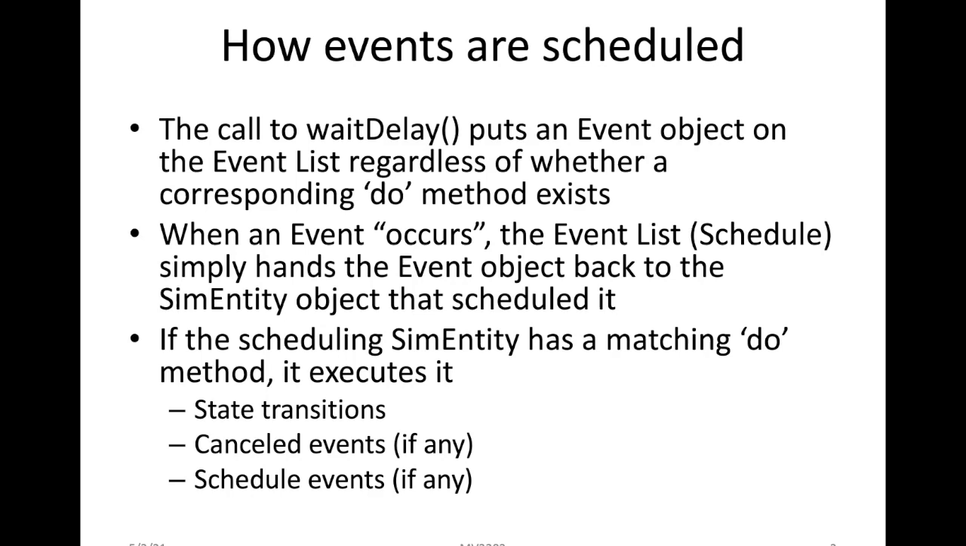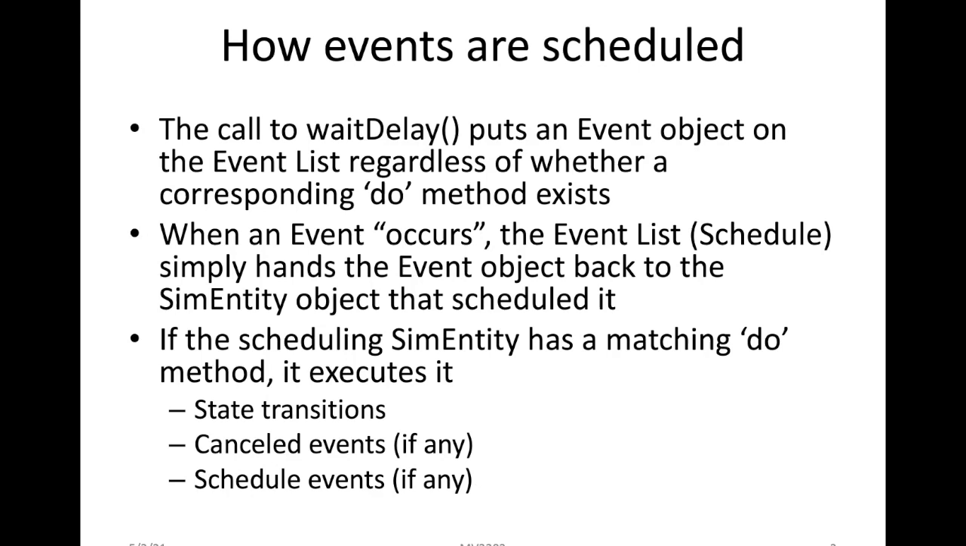What it does is it says, okay, do I have a method that starts with the word do, followed by the same name as this event? If it does, then it executes it. If it doesn't, then it just says, okay, I don't care. So what does it take to execute it? Well, state transitions, those are defined in the do method. Canceled events, if there are any, we've seen a couple of examples of that. The canceled event calls interrupt, and then scheduled events, if any.